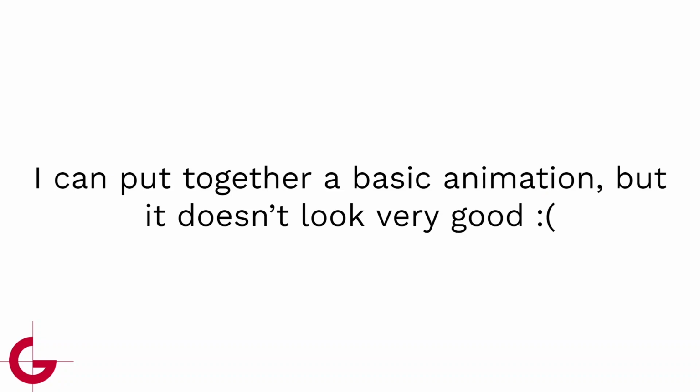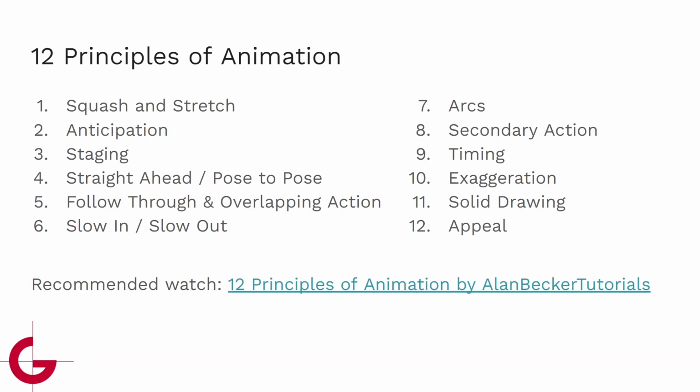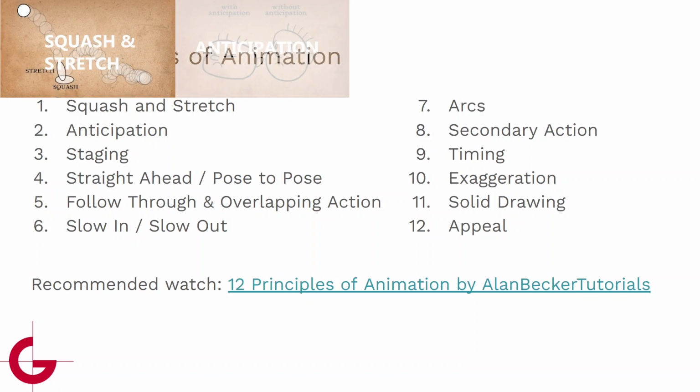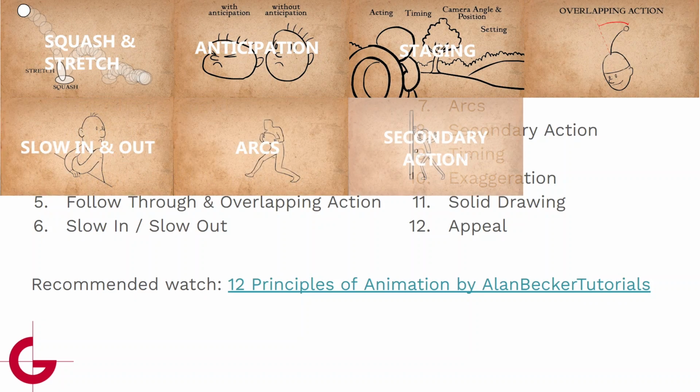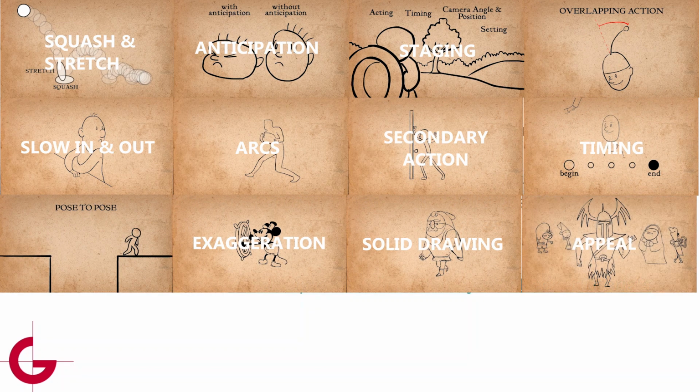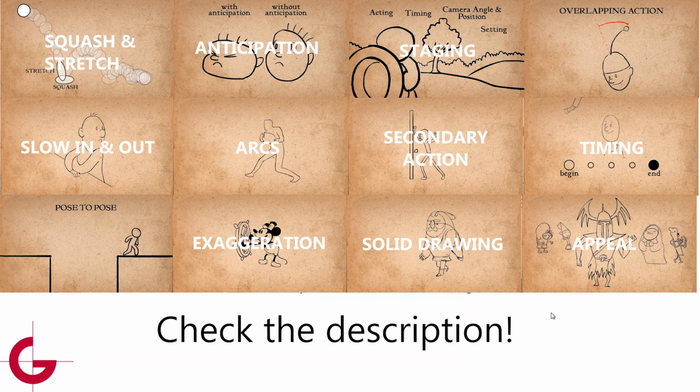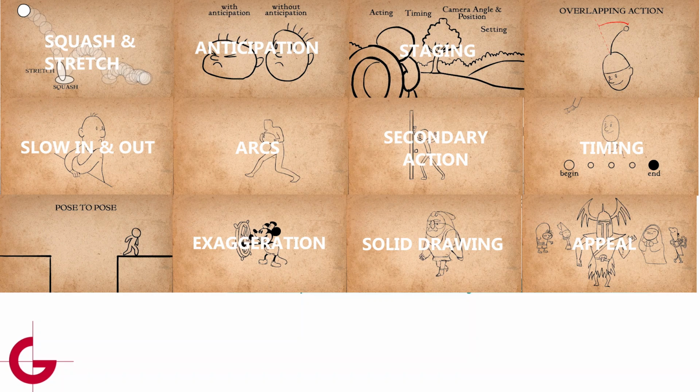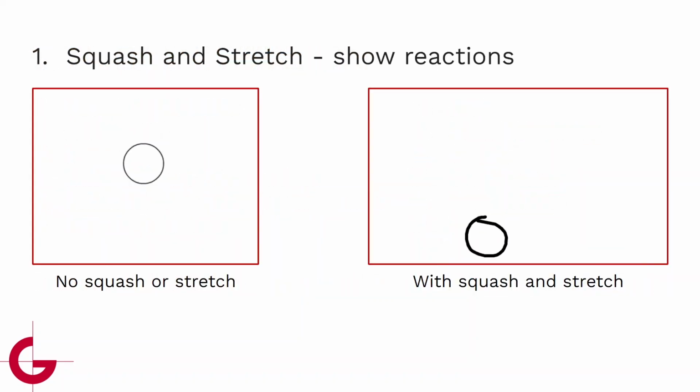So let's say you can put together a basic animation in Python or in Unity or in Blender, but it doesn't look very good. How can you improve that? Well, let me introduce you to the 12 principles of animation. I list all 12 of them here. I'm not going to go over all of them for the sake of time. There is a very good video that I recommend you watch to get all the details of the 12 principles. But let's go over a few of them.